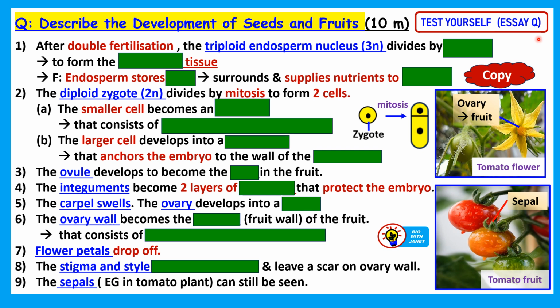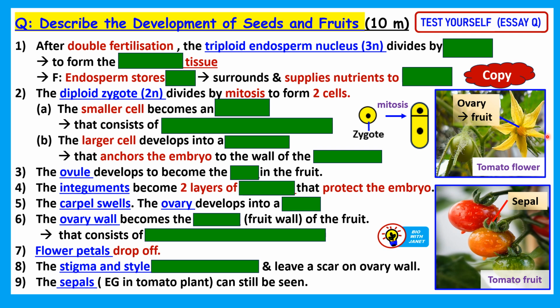Now let's test ourselves. All right. So the question that can be asked in the essay section in the exam is: describe the development of seeds and fruits. Okay, so you can pause the video for a while and try to answer the questions here or fill in the blanks, and then we can look at the answers in a short while. All right, let's look at the answer.